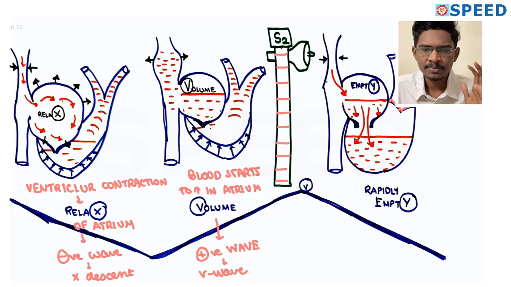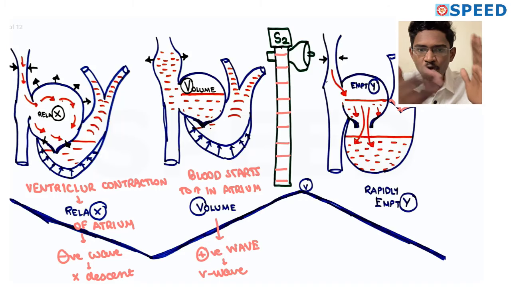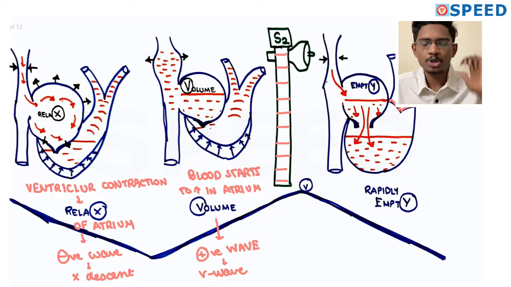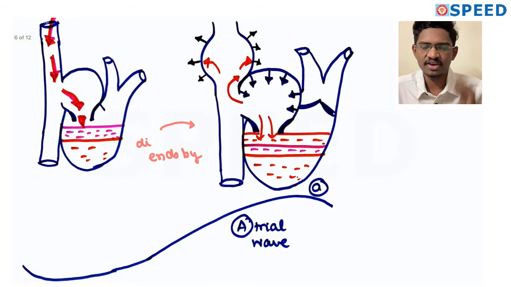Then this is followed by S2. Now the atrioventricular valve, the tricuspid valve, opens. All the blood accumulated in the atrium falls rapidly into the ventricles. Rapid emptying happens, so the pressure falls in the right atrium and a negative descent is produced in the JVP, which is the Y descent. You can remember it like this: empty Y has Y descent in JVP. At last, it is followed by active atrial contraction, which is the A wave.